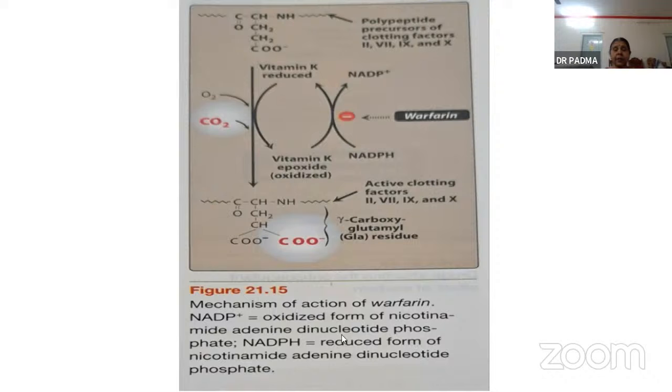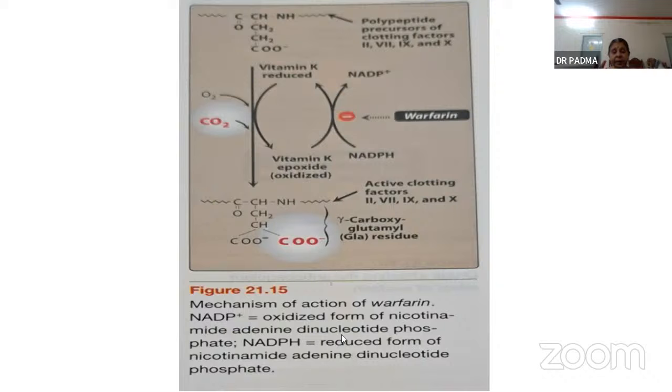Okay, this warfarin, as I told you, is a vitamin K antagonist. The reason I have depicted the mechanism of action here is that this sort of diagram is nowadays given even in NEET exams. So here the mechanisms are going parallelly. NADP is getting converted to NADPH, and NADPH to NADP. In the presence of this, vitamin K is converted to vitamin K epoxide, that is the oxidized form, and this converts vitamin K in the reduced form, which is a polypeptide precursor of clotting factors, that is 2, 7, 9, and 10.